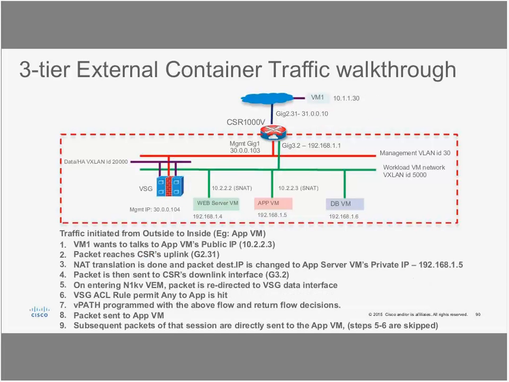Similarly, a traffic from outside to the inside on external container, here I'm sending the traffic directly to the app VM, which an internal access is not possible. So any traffic coming from outside to inside with the VSG and CSR, it follows this path where it goes to the CSR 1000V, it does the NAT. If there is a NAT translation already configured, then it goes to the VM, it's redirected to the VSG first, and then from the VSG, depending upon the programming, the traffic finally reaches to the app VM, and all of the traffic follows the same model once the vPath is programmed.